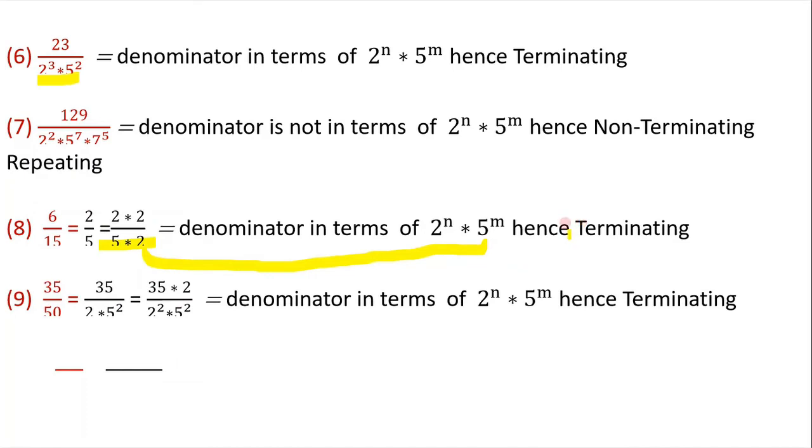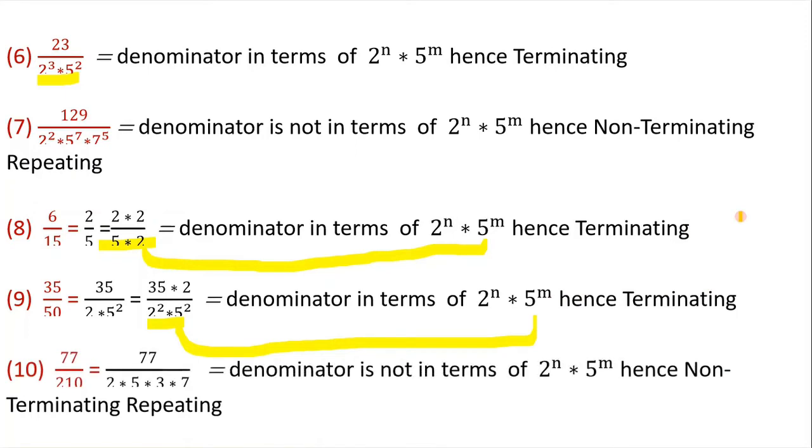Okay. 9th, 35 divided by 50. The prime factors for 50 are 2 into 5 square. In order to balance this equation, I want to multiply with 2 on both sides. So, it becomes 35 into 2 by 2 square into 5 square. Hence, the denominator now is in the form of 2 power m into 5 power n. Hence, it has a terminating decimal expansion. Okay.